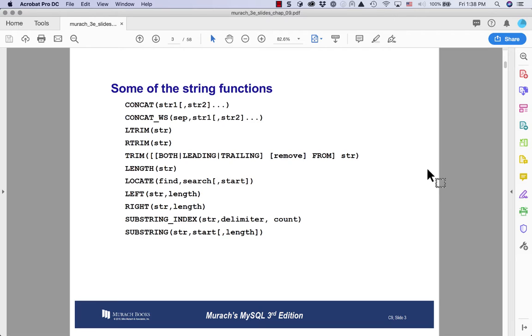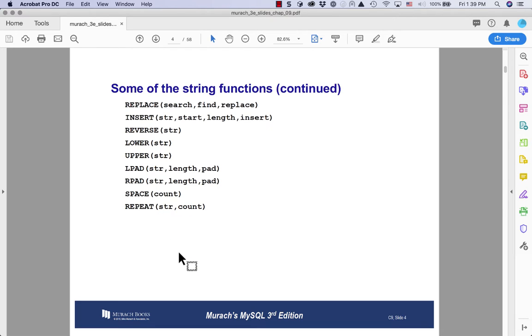So what are we going to talk about first? Well, the string-related functions, for a couple of reasons. One is I think they're the easiest to understand. Two is they probably get the most use. So here's a list of the string functions that are going to be talked about. Concat, ltrim, rtrim, trim, length, locate, left, right, substring, index, and substring. Okay, so that'll keep us pretty busy.